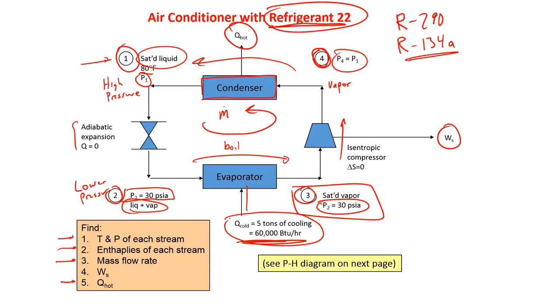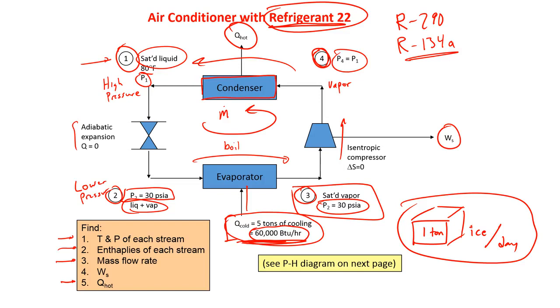Now we're given that we need to have 5 tons of cooling, which equals 60,000 BTUs per hour. Now a ton of cooling goes back historically. A ton of cooling is how much refrigeration you would need to make 1 ton of ice per day. So 1 ton of cooling means that you can make a ton of ice in 1 day. So if you have times 5, then you'd be making 5 tons of ice, and that is equivalent to an energy rate. If you distributed that energy consumption out over the day, it'd be 60,000 BTUs per hour.